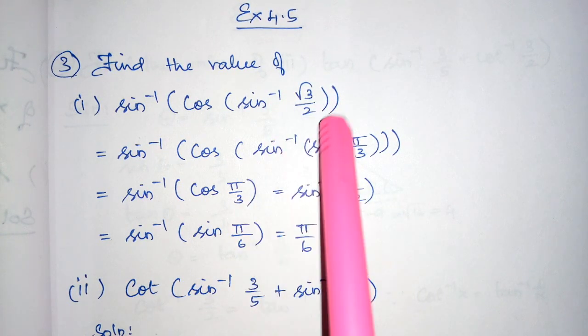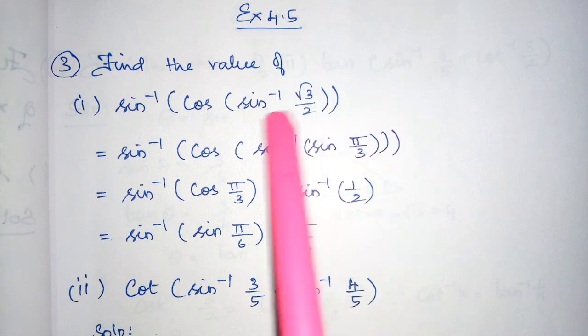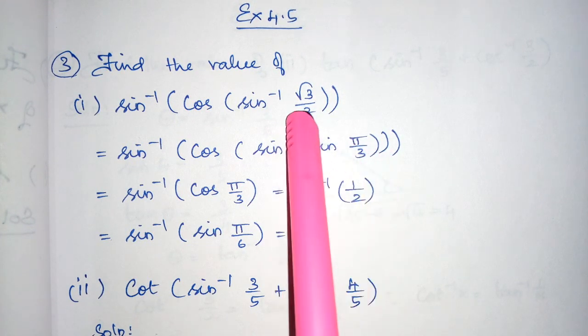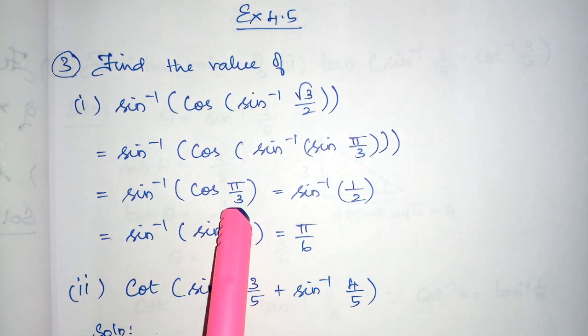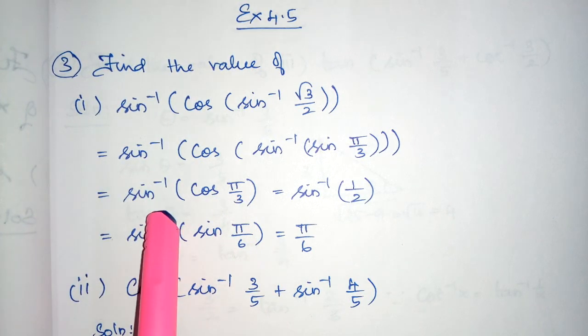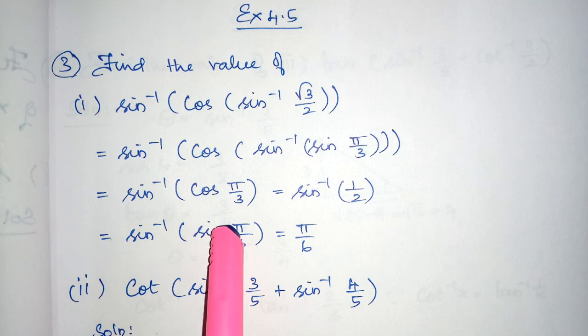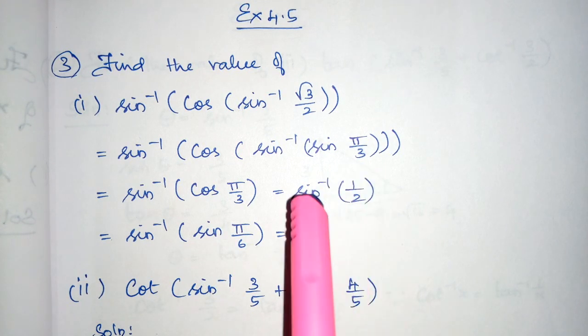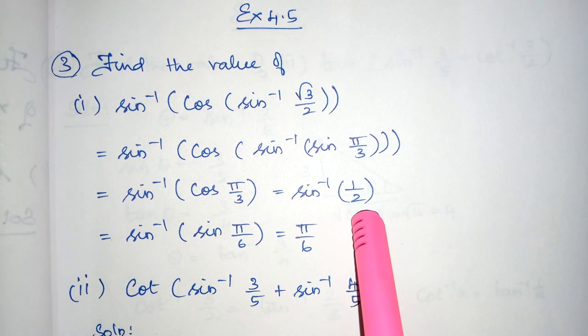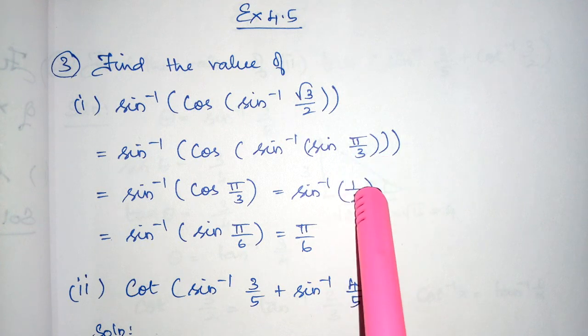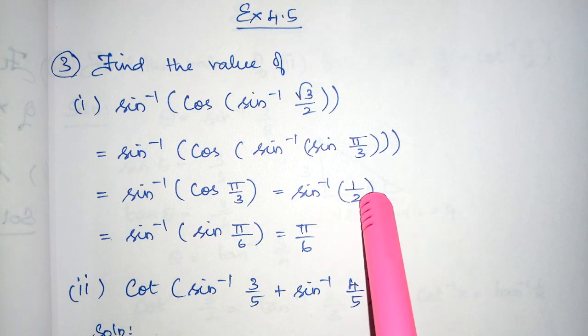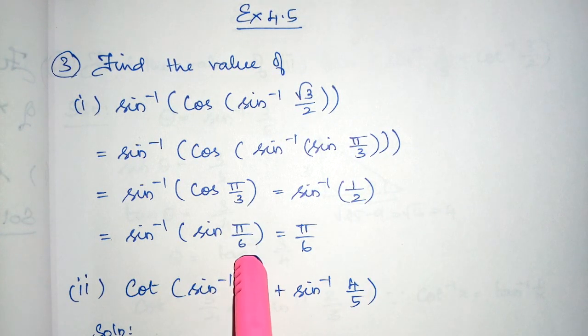So now cancelling this, I have got pi by 3 alone. So cancelling this, only pi by 3 comes here. So it becomes sine inverse of cos pi by 3. Now cos pi by 3 is nothing but 1 by 2, isn't it? Now again sine inverse of some value. So again I have to replace it by sine something. So 1 by 2 comes in sine pi by 6, isn't it? So cancelling that, the answer is equal to pi by 6.